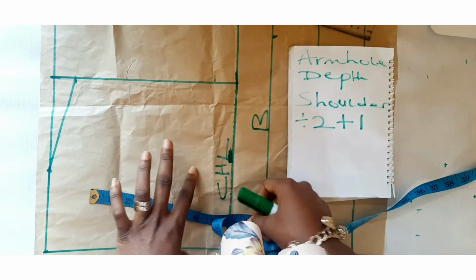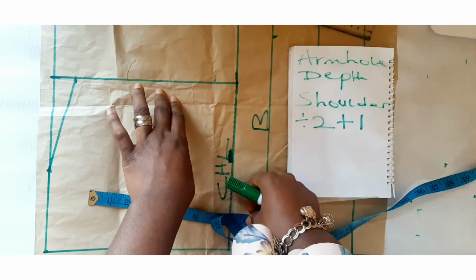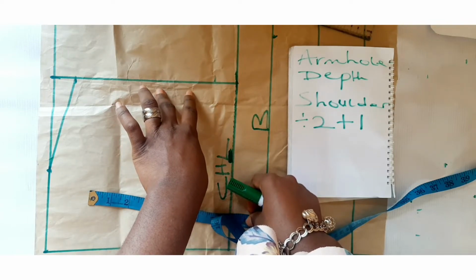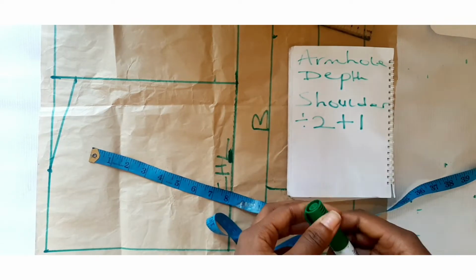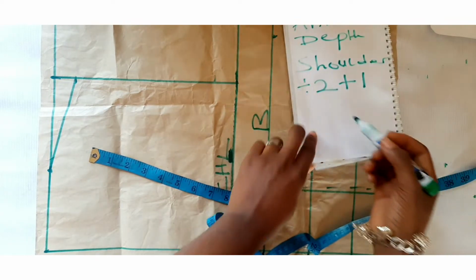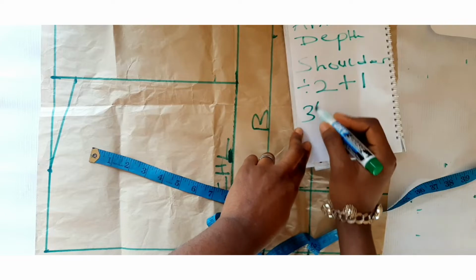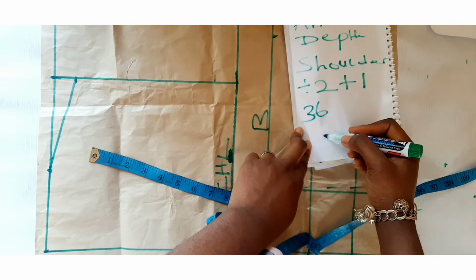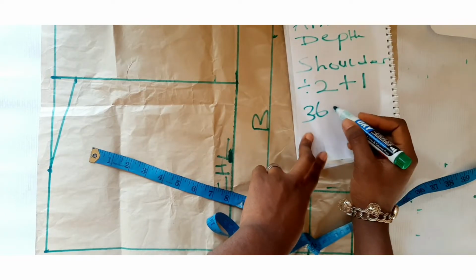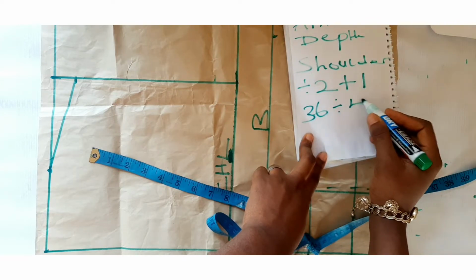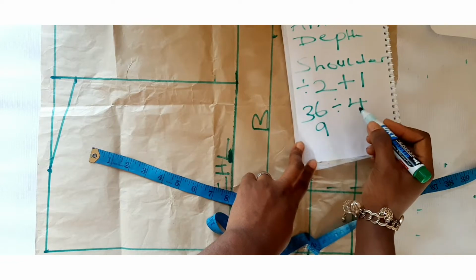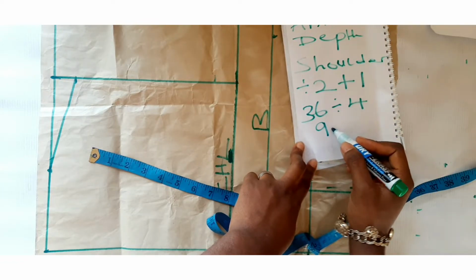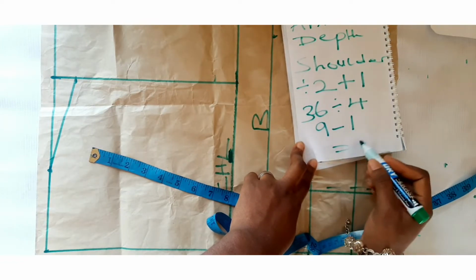And another method you can use to get this armhole depth is dividing your bust by 4. If your bust measurement is 36, you're going to divide it by 4. And when you divide it by 4, it will give you 9. Divide by 4 and take away 1. It will give you 8.